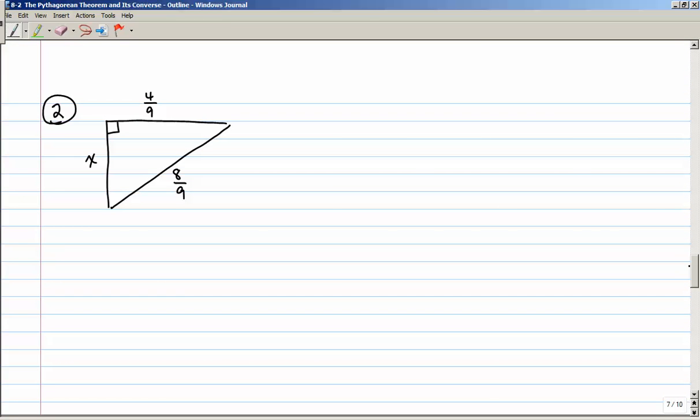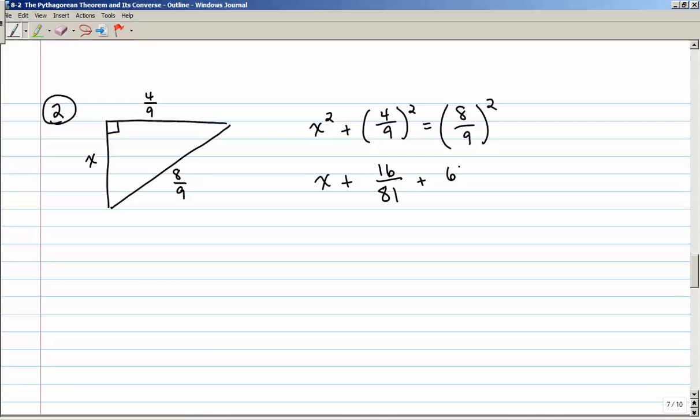Here's one with fractions. So again, it doesn't matter if x is a or b, or if 4/9 is a or b, but 8/9 has to be the hypotenuse. So x squared plus 4/9 squared equals 8/9 squared. X squared plus, remember to square a fraction, you square the numerator and square the denominator. So that's 16 over 81, plus 64 over 81, oops, I forgot the squared there.